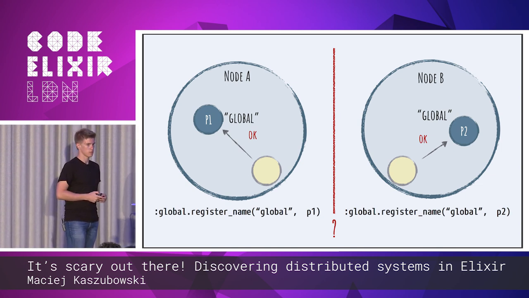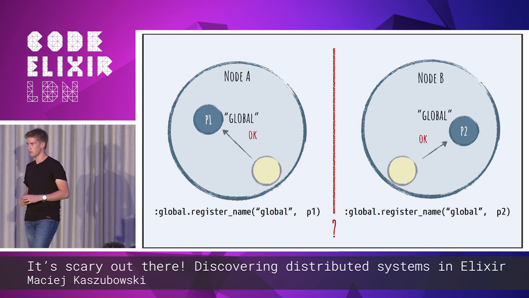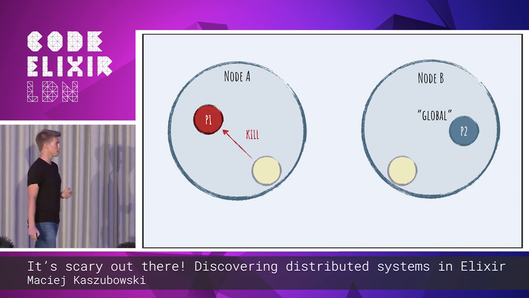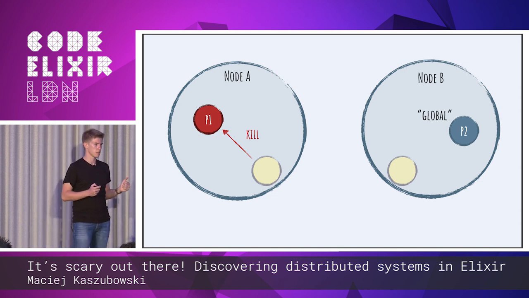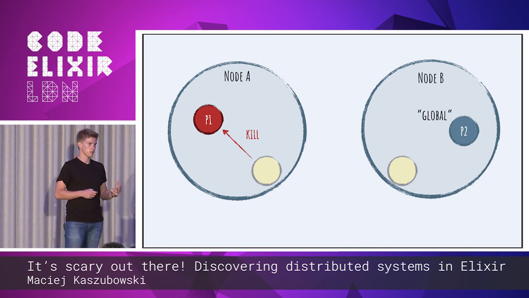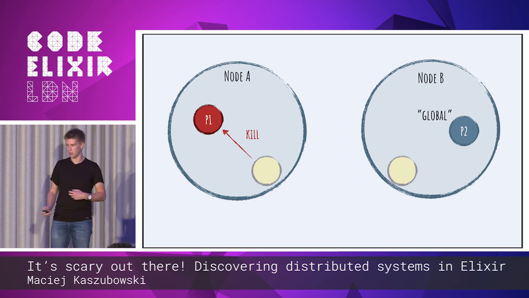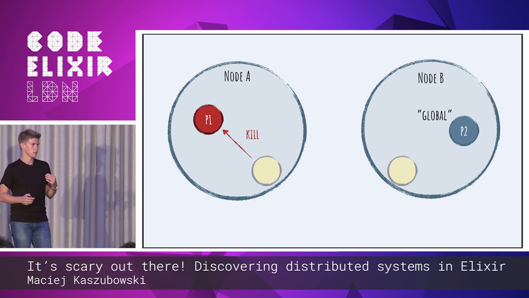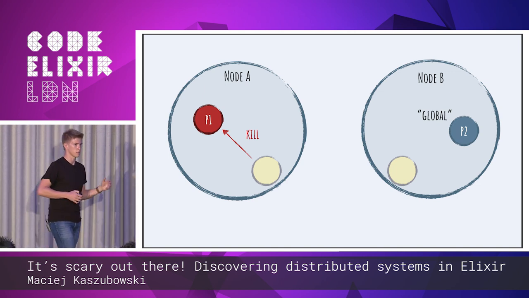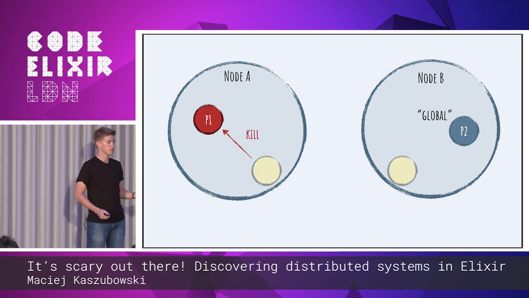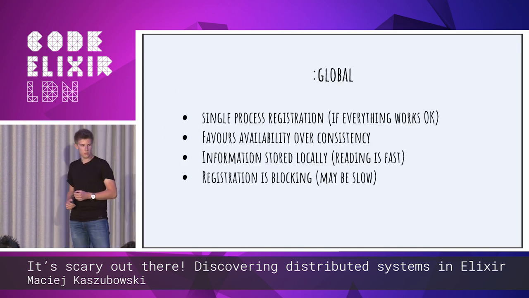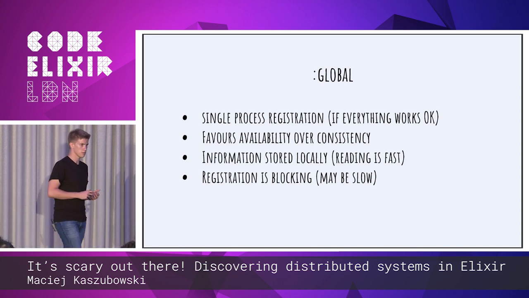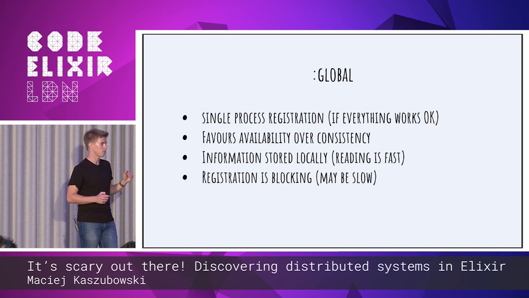So what happens after this partition is healed? Erlang handles that by basically killing one of the processes. When you register the process under a name, you can specify the resolving function. But you have to remember that one of the conflicting processes will be killed and its state will be lost.